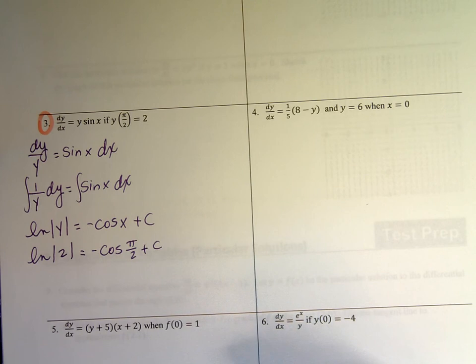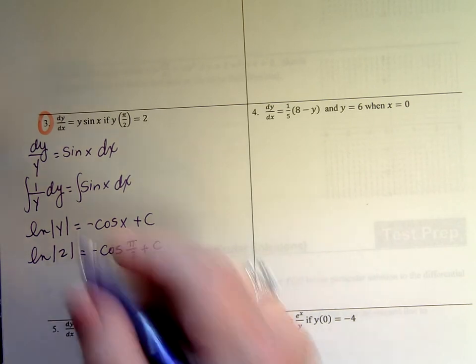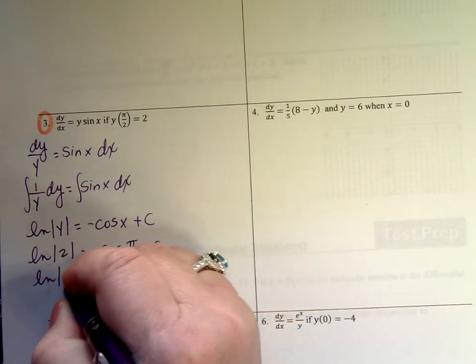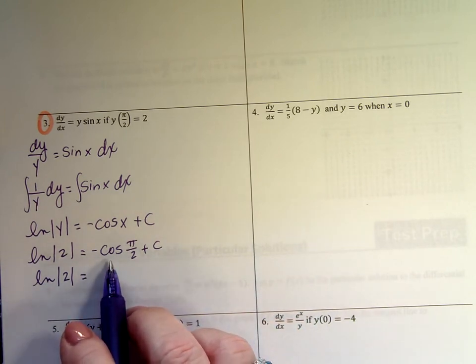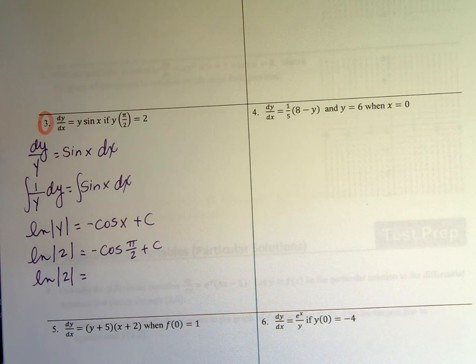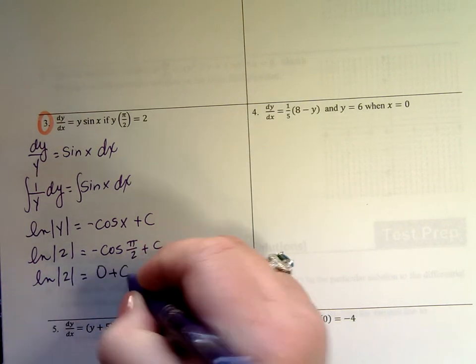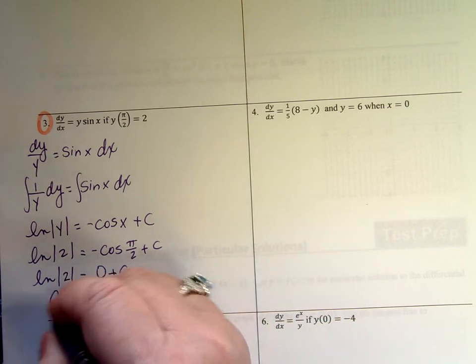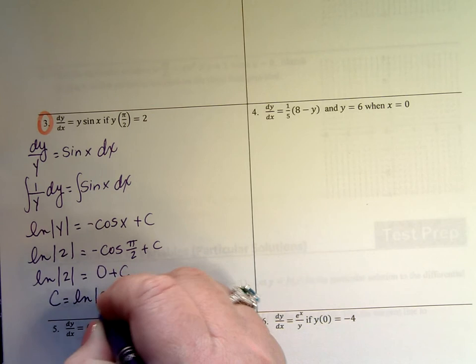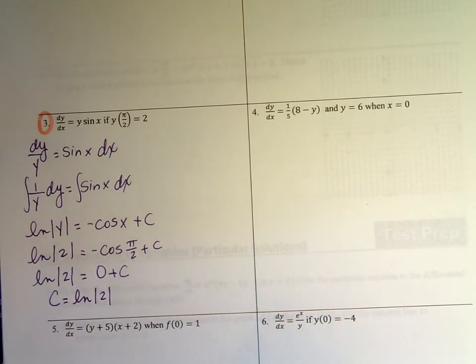I did not do it this way when I did it on my practice problems. Let's see if it works out pretty though. All right, ln of 2 equals negative cosine of pi over 2. So if I'm up at pi over 2, I'm at the point 0, 1. Cosine is the x, so this is 0 plus c. So that would mean my c is equal to the ln of 2. I'm going to keep going with it and see what happens.